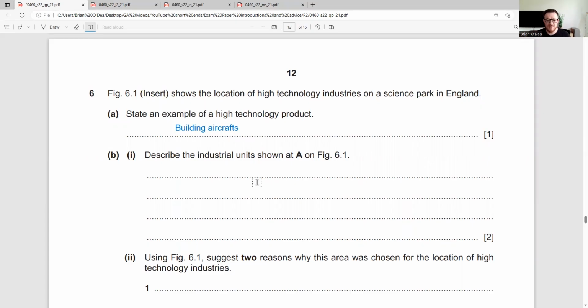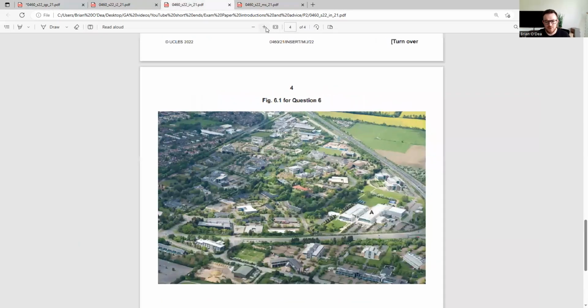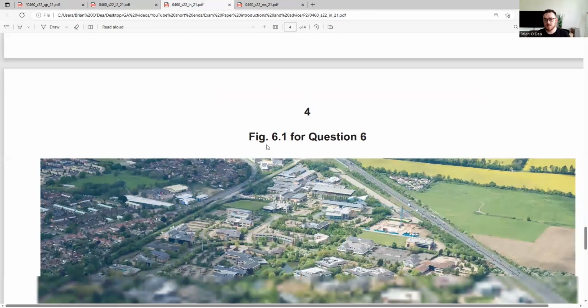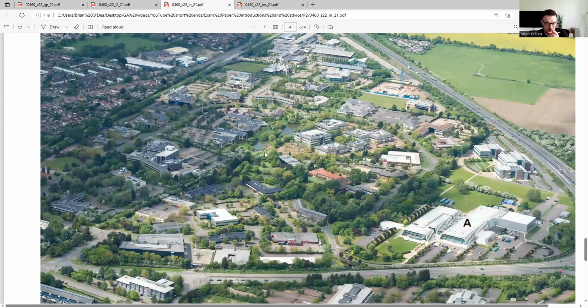Now, describe the industrial units shown. Now we're getting into the actual figure, right? Let's go back to our insert. So the units shown here, and again, the actual digital copies are pretty good at this because the images are very clear. You can zoom in when you're practicing and use them that way, so I do encourage you to use that. We see there's lots of green space. There's lots of car parks. There's lots of roads. The buildings are very small. There's one here that's 3 stories, but mainly it's 1 to 2 stories tall.